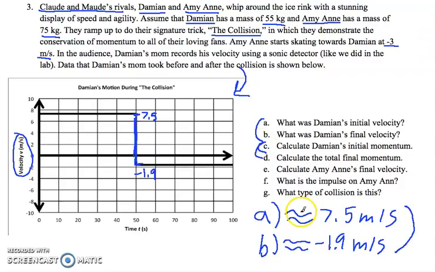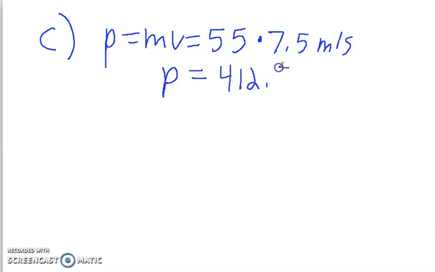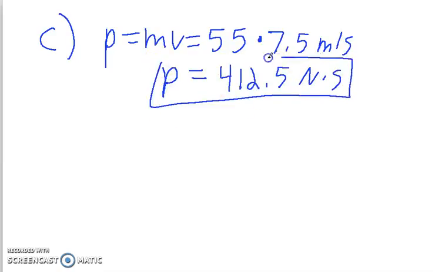So the next one is calculate Damien's initial momentum. His initial momentum will be his momentum before the collision. To calculate his momentum, it's the product of mass and velocity. We know his mass is 55 kilograms, it's given in the problem. We know his velocity is 7.5 meters per second. So that would give us a momentum of 412.5 newton seconds. And this is technically his initial momentum.